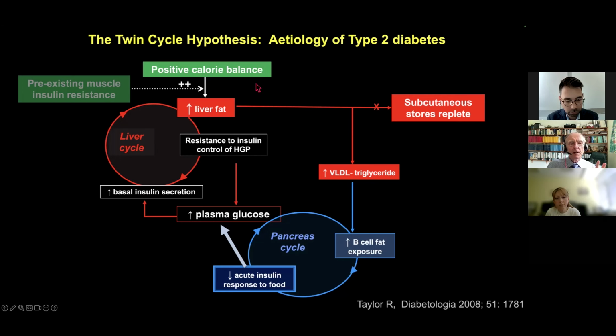Well, fine, but this is a hypothesis. And the only reason for setting out a hypothesis is to try and destroy it to see whether it's robust or not. Now, we could destroy this quite easily by taking very ordinary people with type 2 diabetes, turning that positive calorie balance into negative calorie balance, and measuring all these processes.